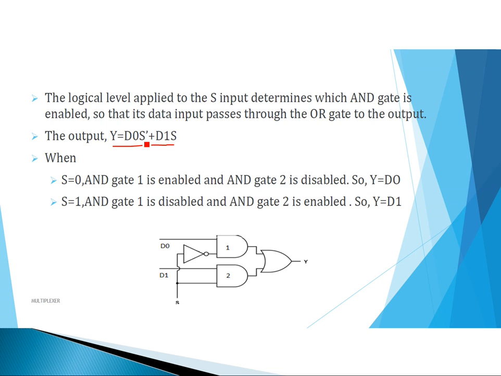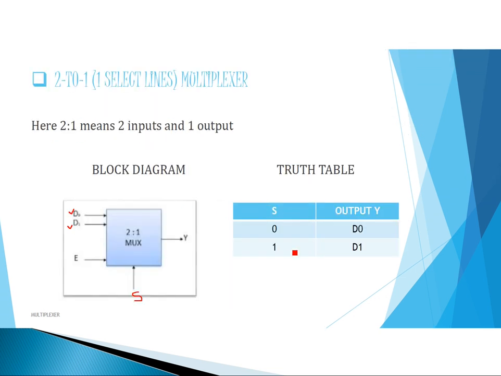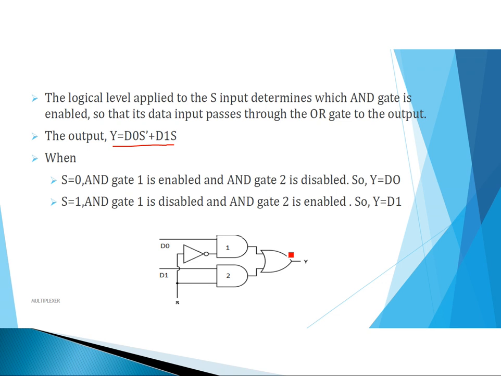So that is D0 S bar, plus one more: when S is 1, D1 will be selected. So that is S D1, which we can also write as D1 S. So this is the output expression of the 2:1 multiplexer.